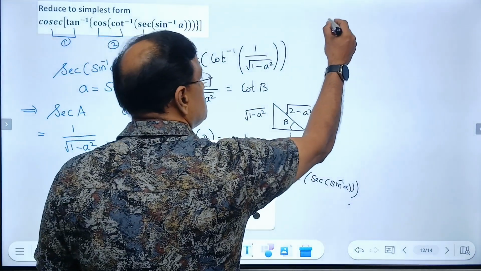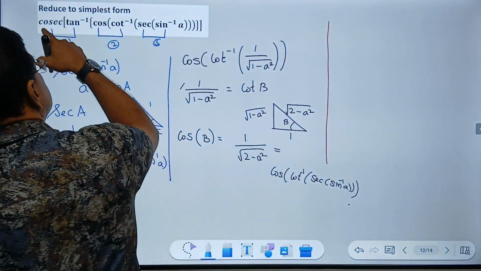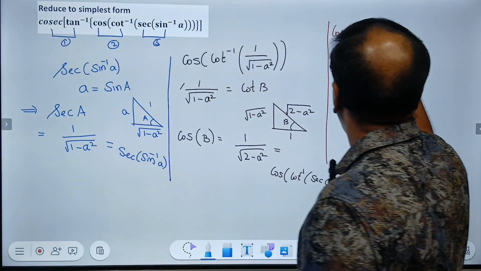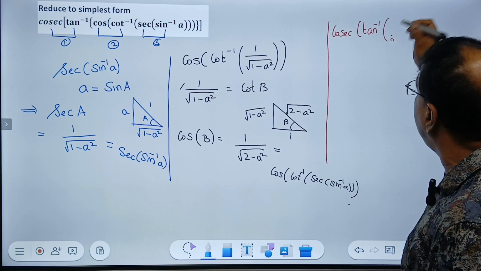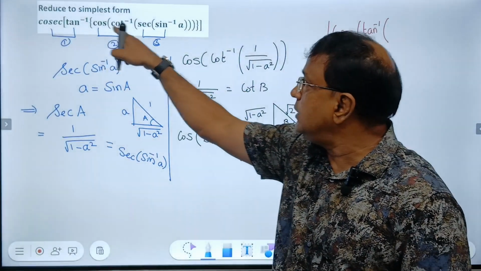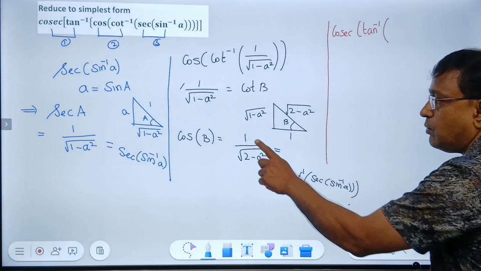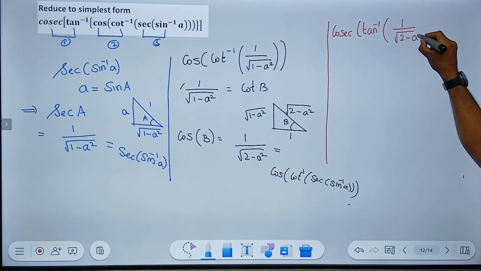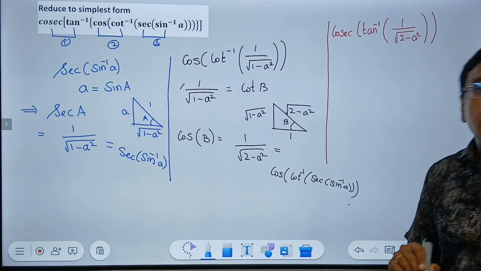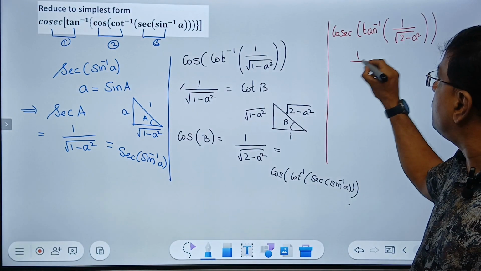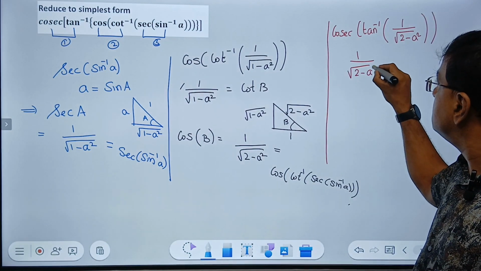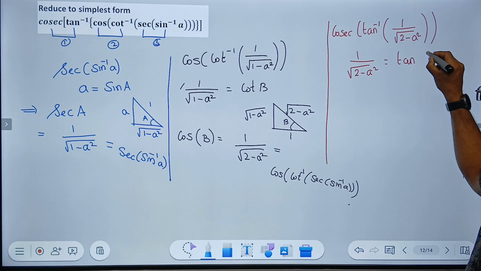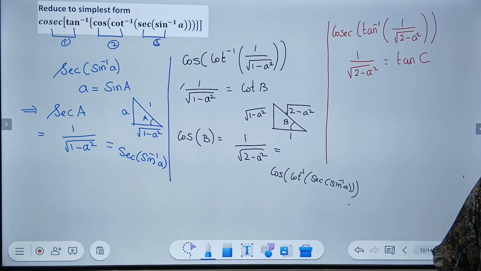Now the last part of it. How do I do the last part? The last part is cosecant of tan inverse of this, right? This you have already proved as 1 by root of 2 minus A square, correct? Now what do you think I'm going to take 1 by root of 2 minus A square as? I think you must have guessed it right. It must be tan C, because this is tan inverse, isn't it?